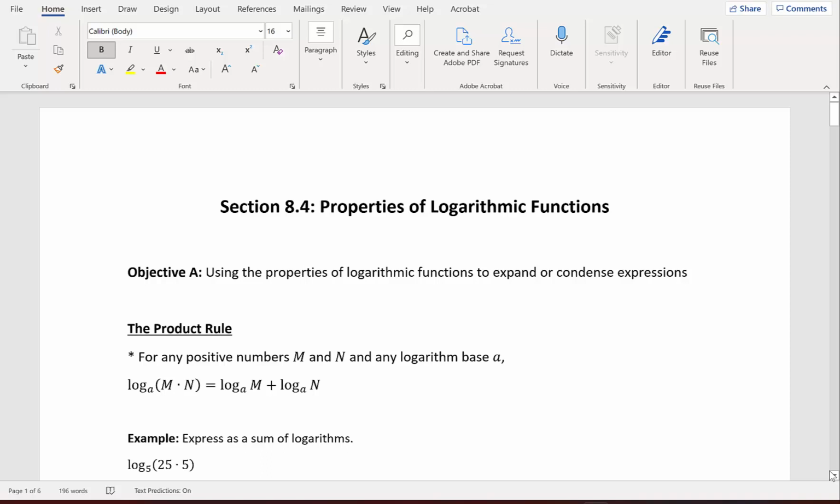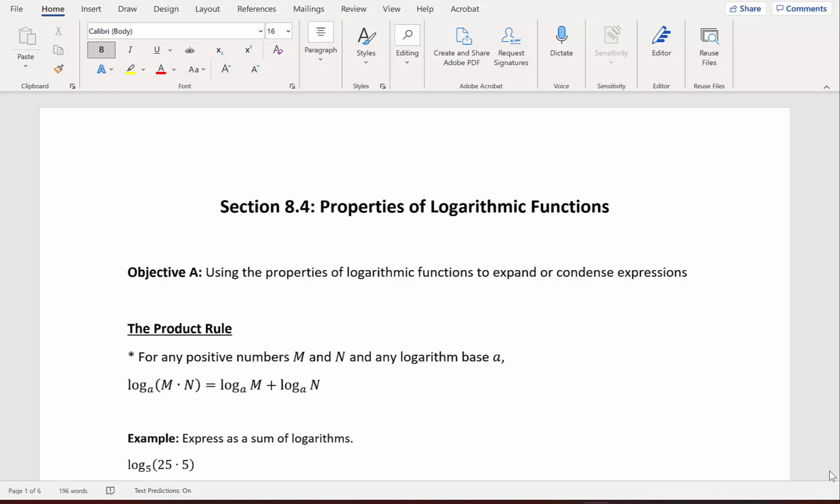In this video, we'll take a look at section 8.4, which is properties of logarithmic functions. Now, our first objective is using the properties of logarithmic functions to expand or condense expressions. Let's take a look at our first property. This is called the product rule.